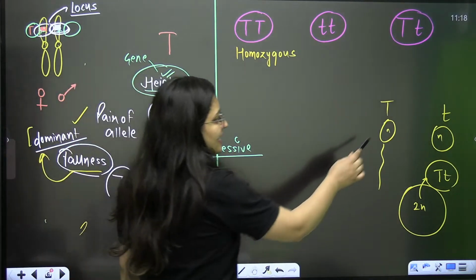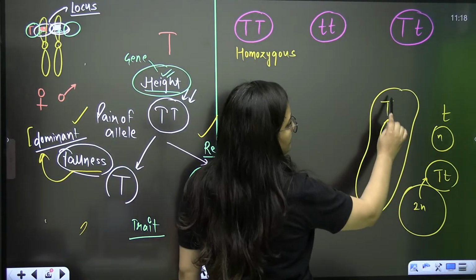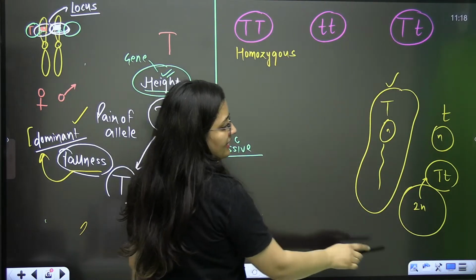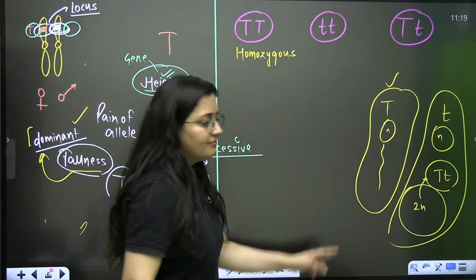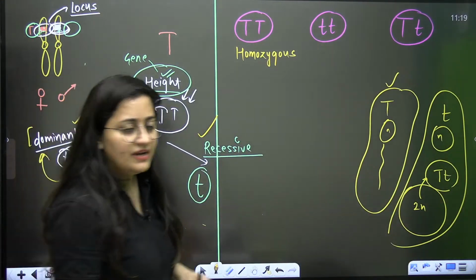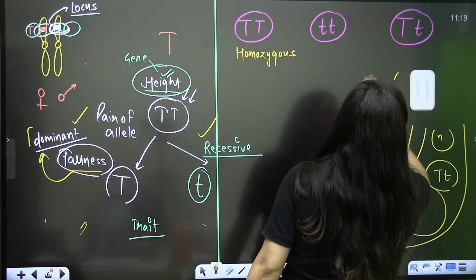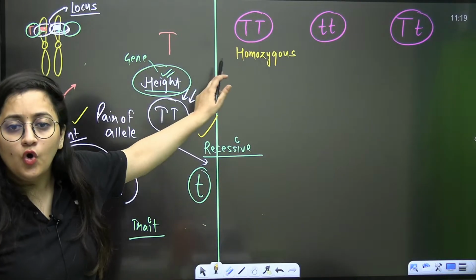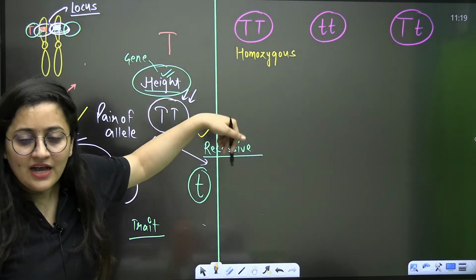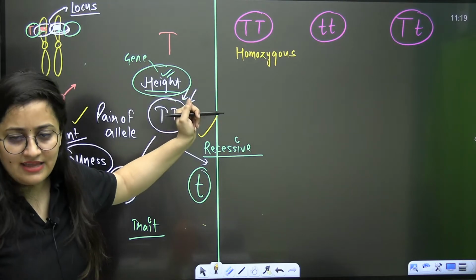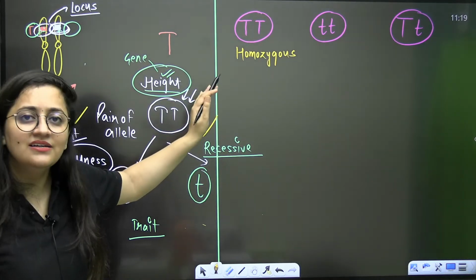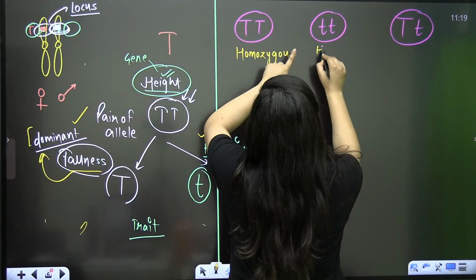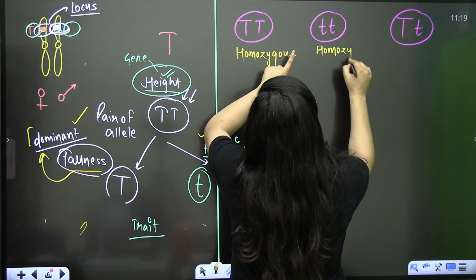If I'm talking about the gametes, they will have only a single allele, a single trait. And when you are talking about the zygote, it will contain a pair. In that zygotic condition, it is present in the form of a pair. So homozygous condition, both the alleles are same. So pairs are present in the zygotic form. Clear? So here also both are same, homozygous.